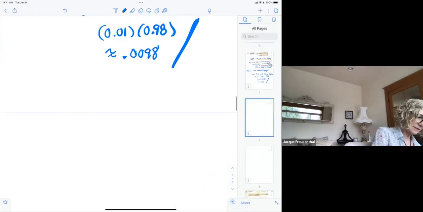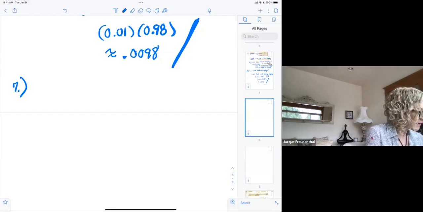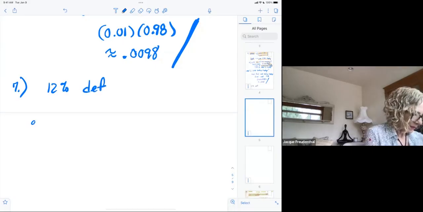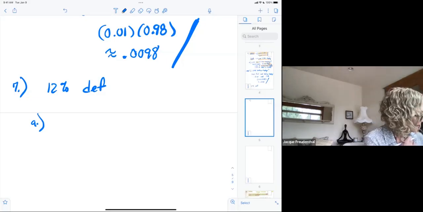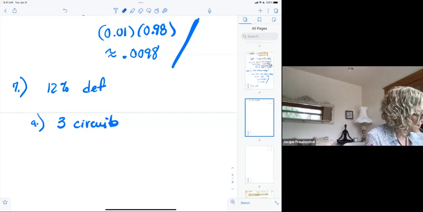Okay, so number 7. Microcircuit technology manufactures microcircuits that are used in computers. 12% of the circuits are defective. That's all we know from the information in the first sentence. Assume that 3 circuits are installed in a computer. So we have 3 circuits. Denote a defective circuit by D and a non-defective circuit by N. List all of the outcomes in the sample space.